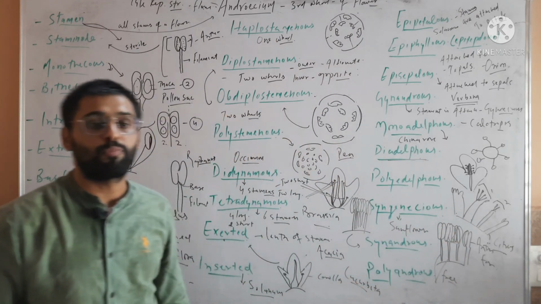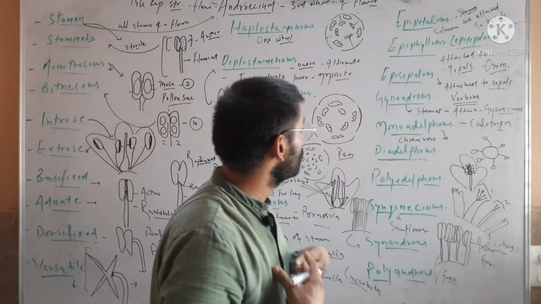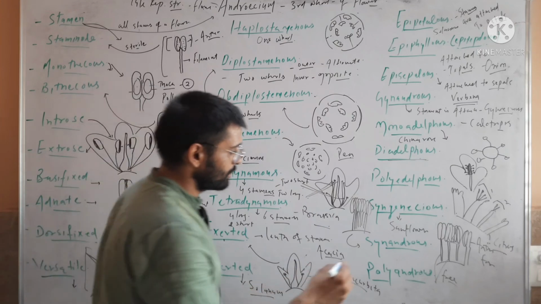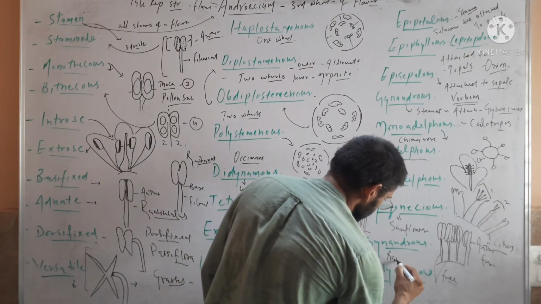And the last term, that is polyandrous, when stamens are numerous and they are free. Then this condition is called polyandrous. It is found in ranunculus.